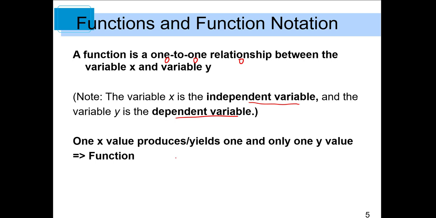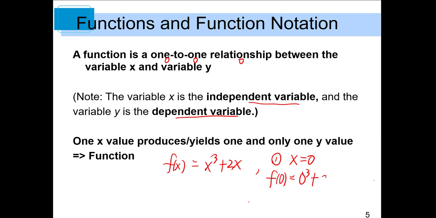For example, let's say we have a function f of x equals x cubed plus 2x, right? Anytime you generate the x value and plug it into the function, you get only one y value, right? So in this case, f of 0 will be 0 cubed plus 2 times 0. So that's 0 plus 0, that's 0. So one x value produces only one y value.